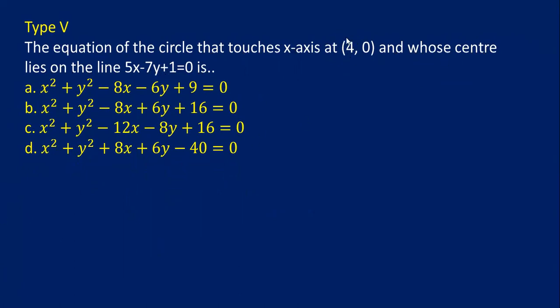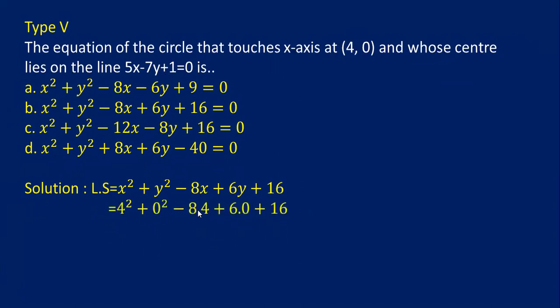This point (4, 0). Now see the solution: x² + y² - 8x + 6y + 16. Now we'll take x = 4 and y = 0. Here 4² + 0² - 8(4) + 6(0), that is 16 - 32 + 16 = 0. So (4, 0) satisfies this equation, and this equation will be the required equation. So option B is correct.